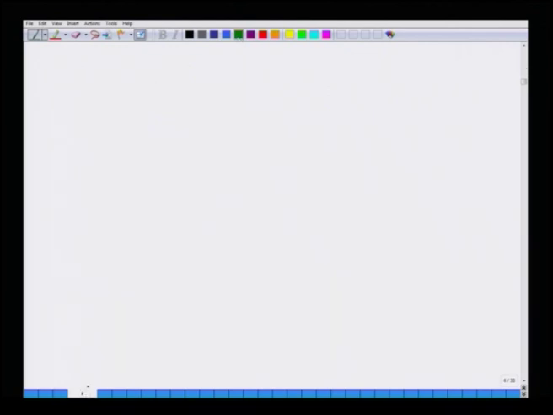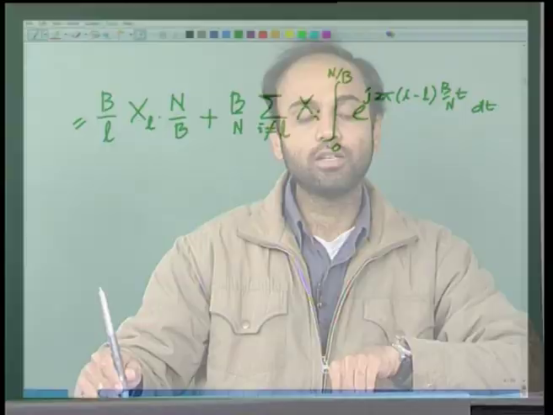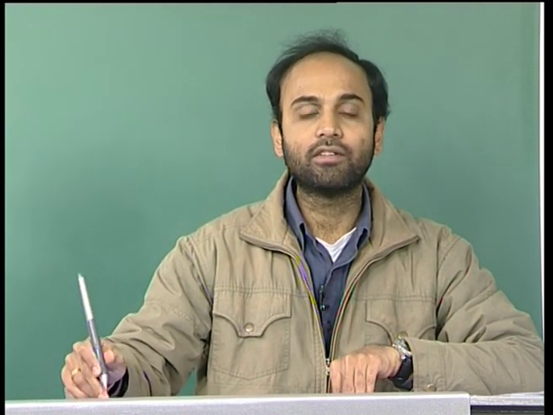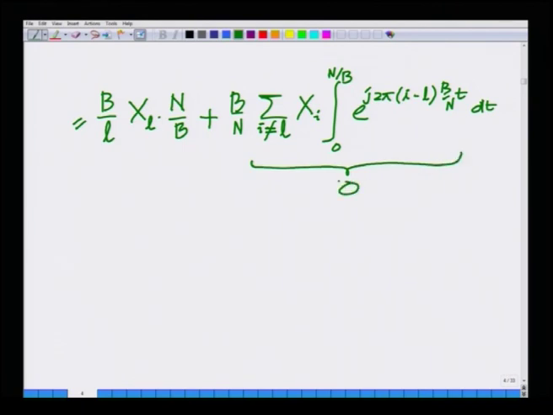Now, the x_L comes out of the integration. This I can write as b over n times x_L into n over b, plus b over n times summation i not equal to L of x_i times the integral from 0 to n over b of e to the power j 2 pi (i minus L) b over n t. And as we said by the previous argument, this integral is in fact equal to 0 for all i not equal to L, because we are integrating over the fundamental period. Hence, this goes to 0.